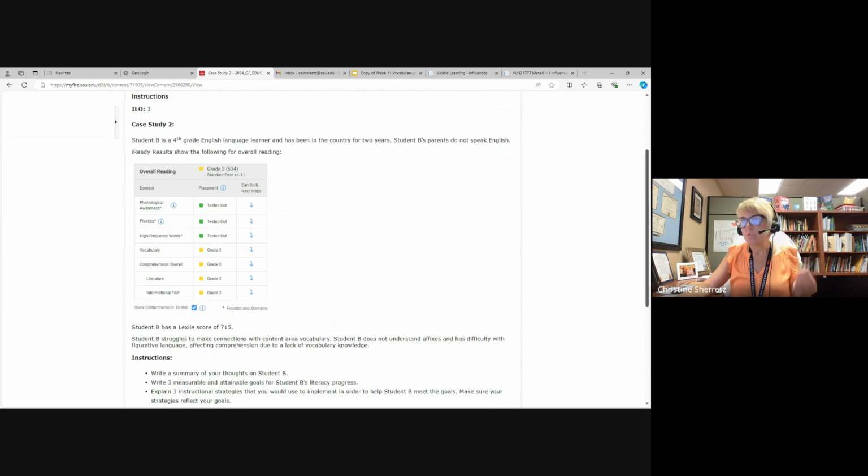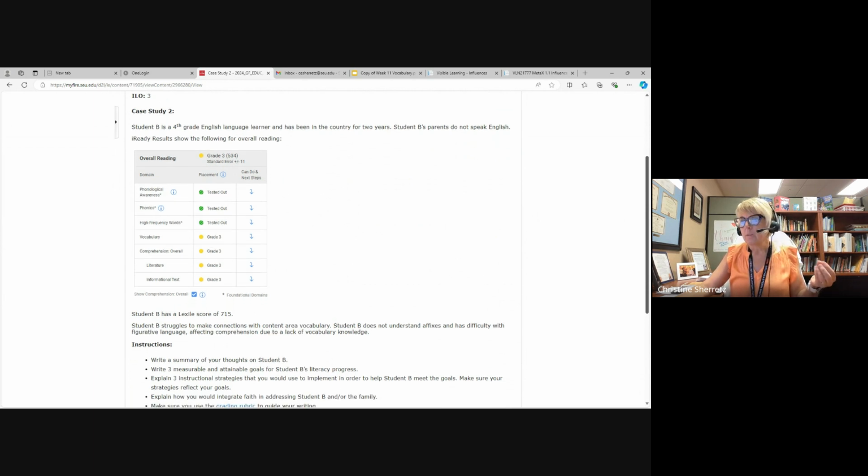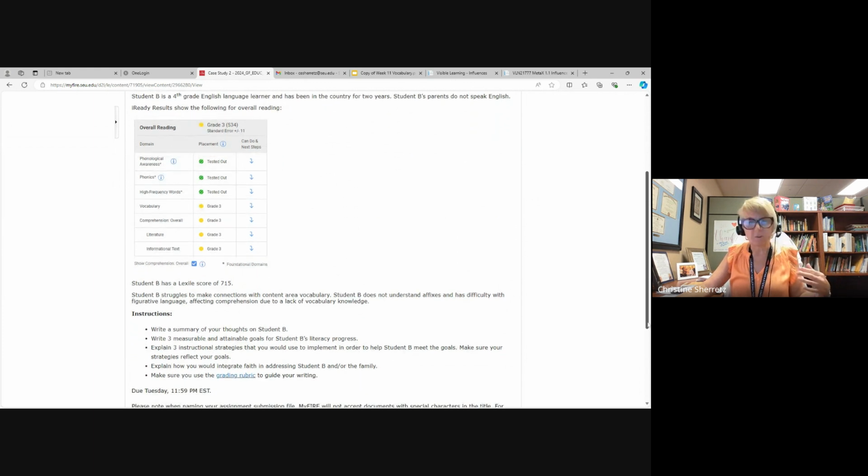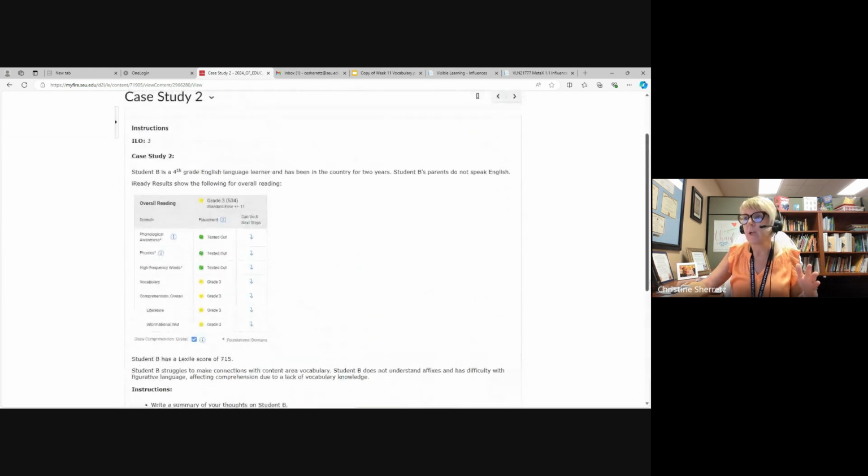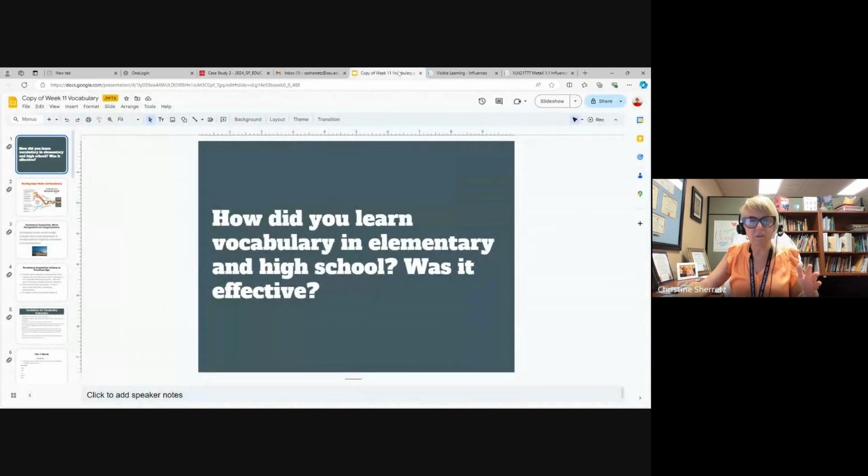So again, you need to write 3 SMART goals. Well, first you do a summary of your thoughts, 3 attainable SMART goals, and then 3 instructional strategies. And lastly, how will you integrate faith? My goal is to get you the case study grades from last week within the next couple of days so that you can use that to help you with this case study. So again, you're going to do a vocabulary strategy, and then you have another case study. And the emphasis this week in the case study is vocabulary and how that vocabulary is impacting the student's comprehension.